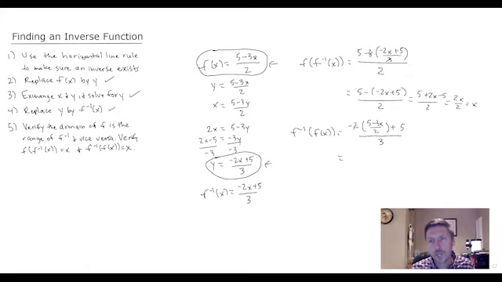So yes, these 2's canceled out. I forgot to cancel my 2's out, right? So on the top, I've got negative 5 plus 3x plus 5. Now there we go. The 5's go away, and we've got 3x over 3, which is in fact x. So both of them check out. We did, in fact, find the inverse function of that problem.